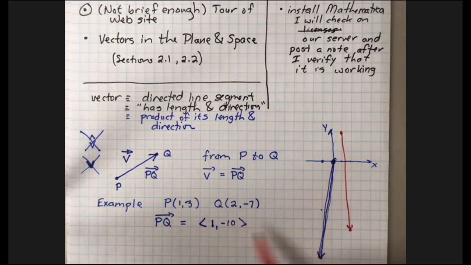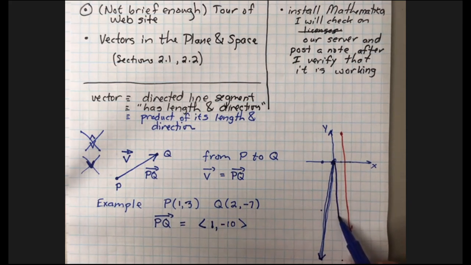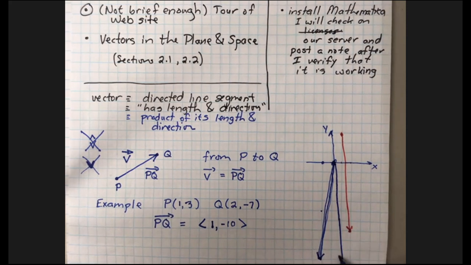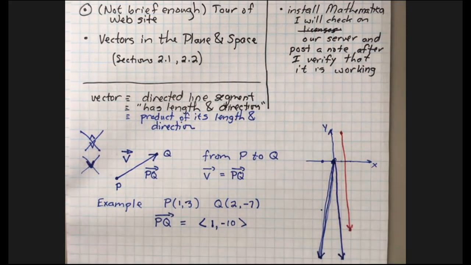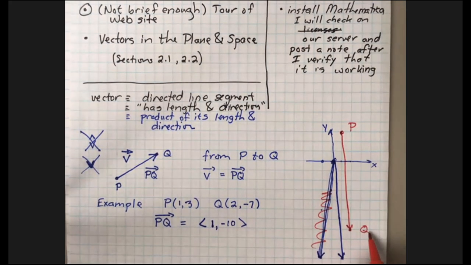I misinterpreted the vector 1, -10 with this blue arrow. I was supposed to go 1 unit to the right, take one step in the positive direction and 10 steps down. That blue arrow should have rather been coming down like this. Okay, this is the bad side about using paper and not using a board. So this is the point P, this is the point Q. This is the vector from P to Q.